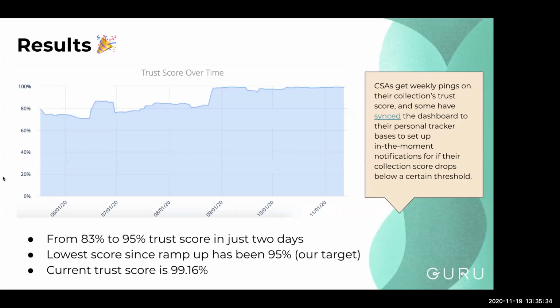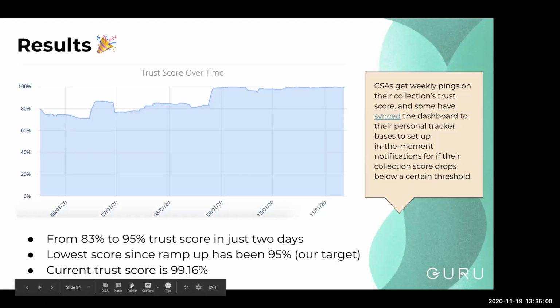And most important, results. So you might ask, did this work? Was it effective? And looking at this chart, it was a huge success. We launched this, and within 2 days, our trust score across all collections jumped from 83% to 95%. So if you recall, that 95% was our goal, and it just took 2 days to get there. In addition, since we launched this, the lowest our trust score has been since this ramp up has been that 95% on day 2.